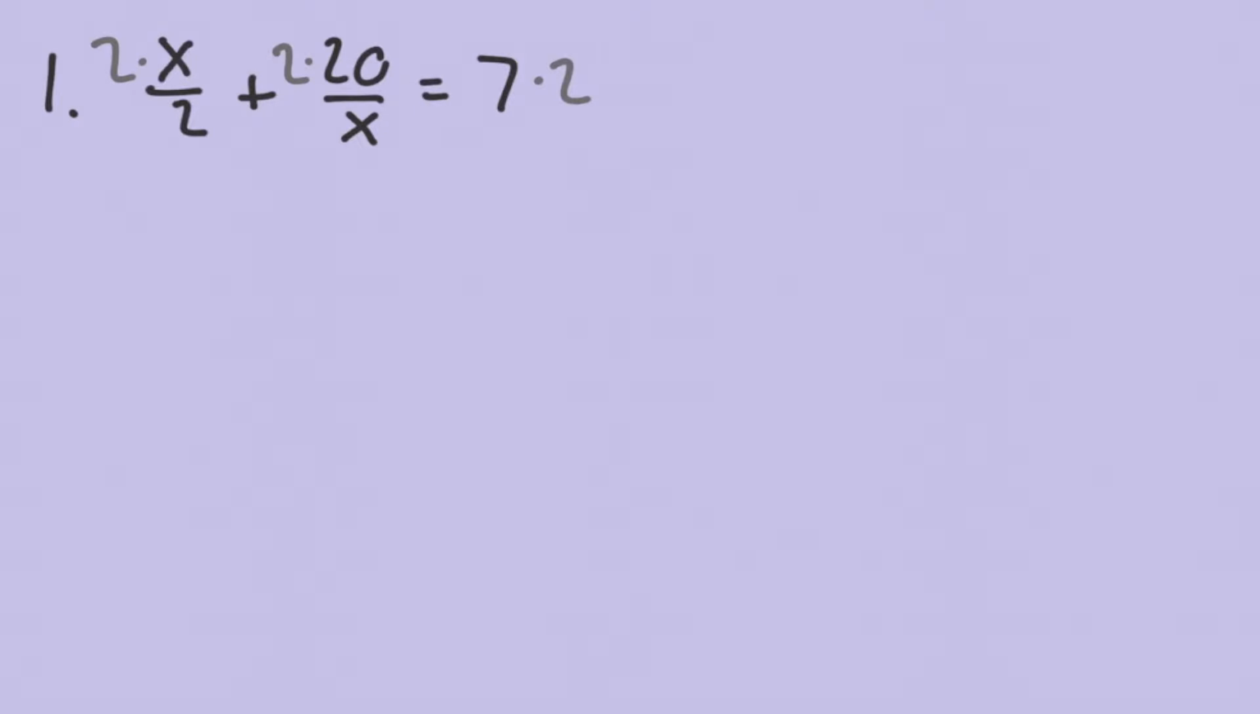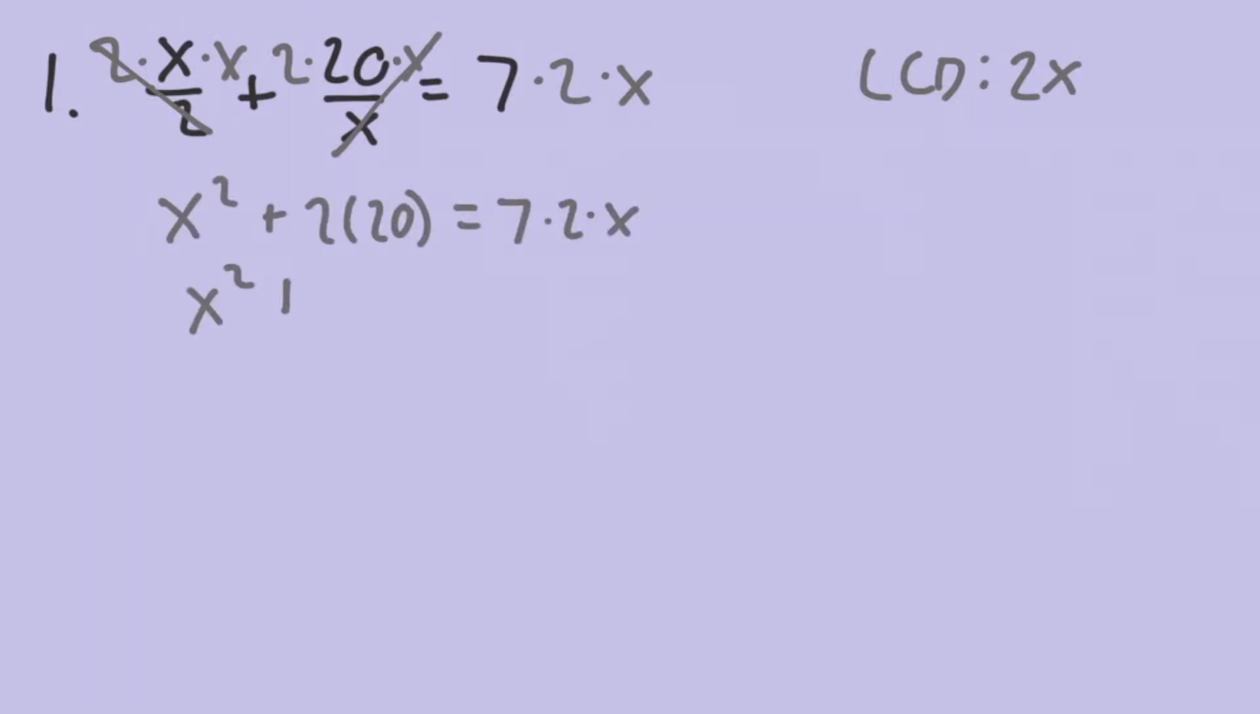That's gonna get rid of this 2. And we also need to multiply by x to everything to get rid of that x. You could have done that all in one step if you saw that the least common denominator is 2x. But if not, just multiply everything separately. We have x squared plus 2 times 20. So you don't really need to show all that work. X squared plus 40 equals 14x.